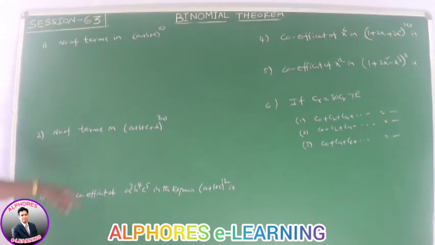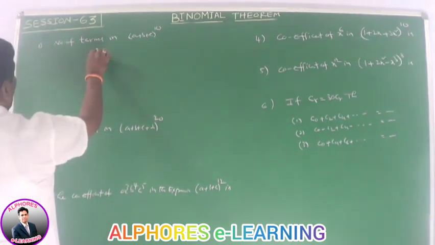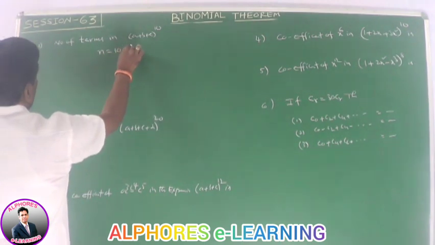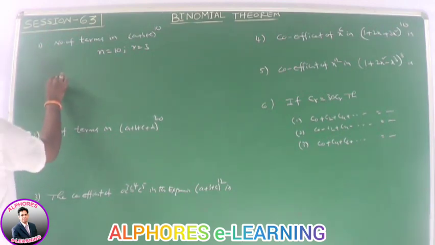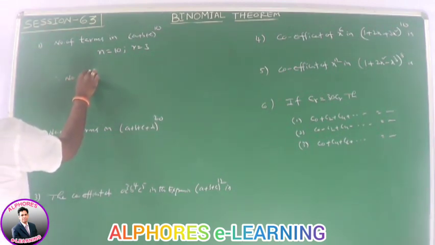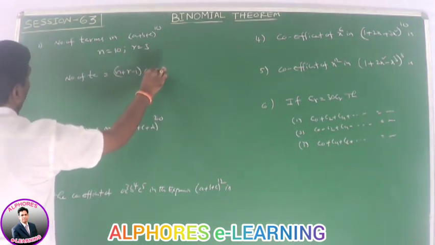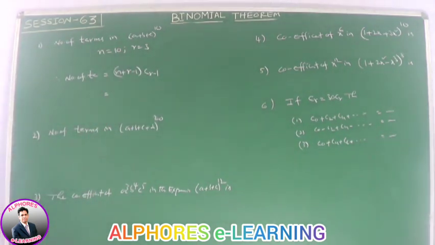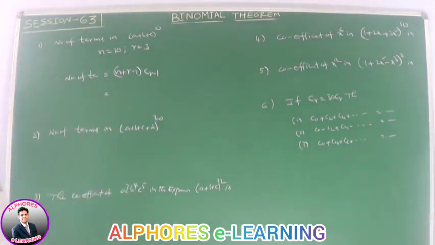First one, find the number of terms in a plus b plus c whole power 10. It is a trinomial, that means a multinomial. In this case, n is equal to 10 and r is equal to 3. Number of terms in a multinomial is given by the formula n plus r minus 1 c r minus 1. Or in a trinomial directly, number of terms is equal to n plus 1 into n plus 2 by 2. By using that formula also we can find the number of terms.